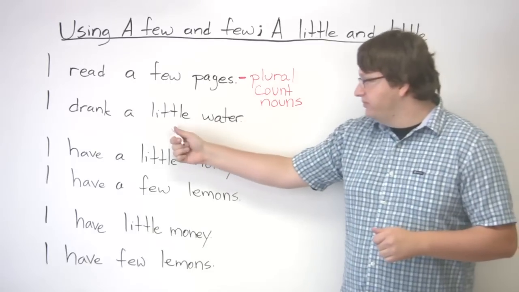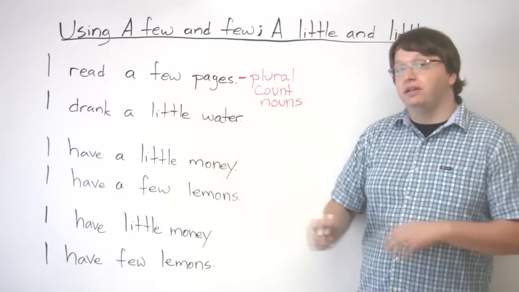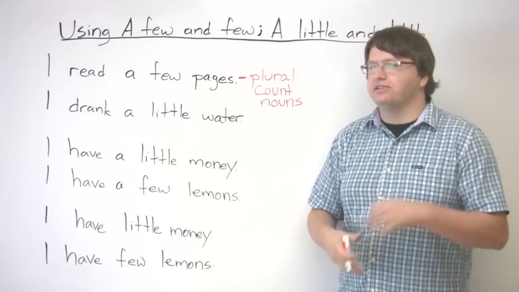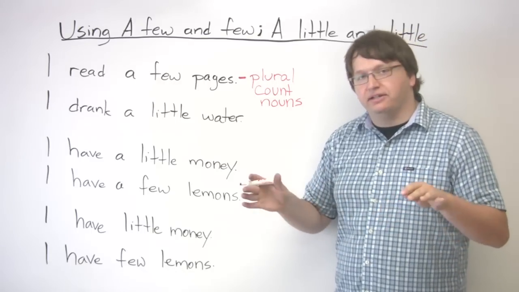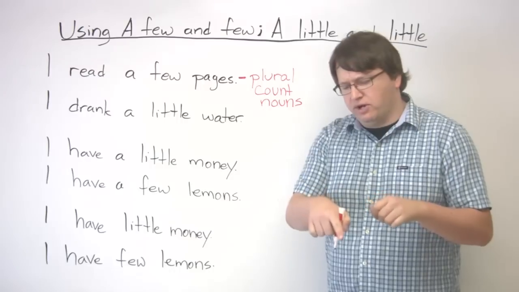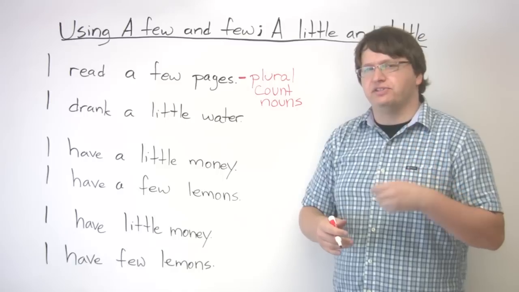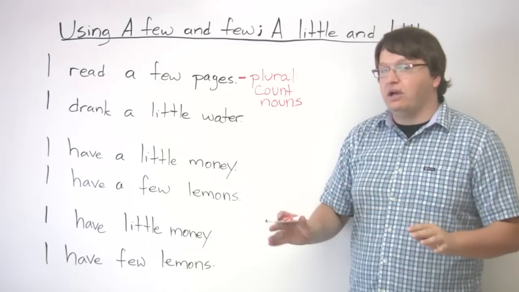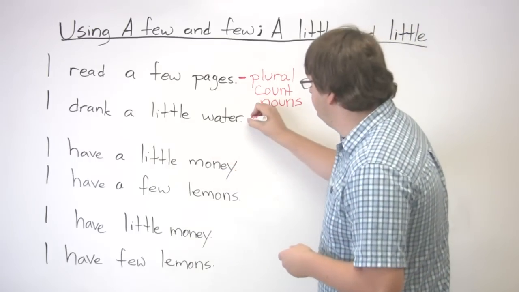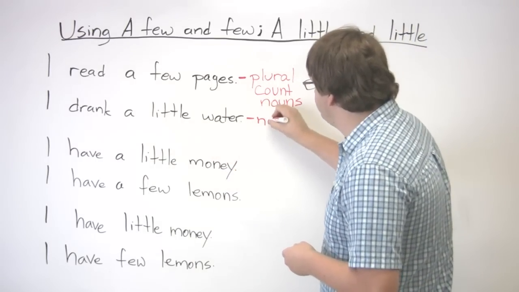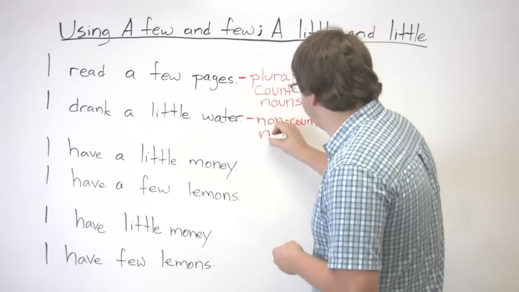Now you use little. I drank a little water. Water is a non-count noun. So again, as in past lessons, we've mentioned that you cannot count water, right? You cannot fill your bathtub with water and say one water, two waters, three waters, or electricity, one electricity, two electricities. If you cannot count it, then you use a little or little, okay? So we use little or a little for non-count nouns.